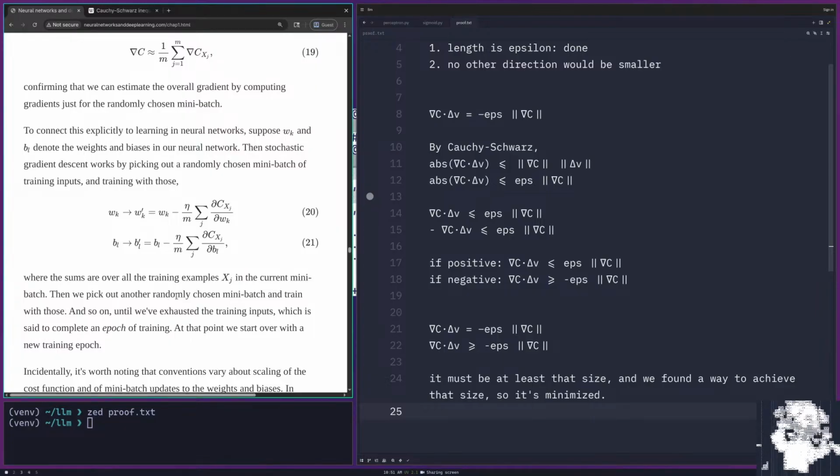Then we pick out another randomly chosen mini-batch and train with those, and so on until we've exhausted the training inputs, which is said to complete an epoch of training. At that point, we start over with a new training epoch.